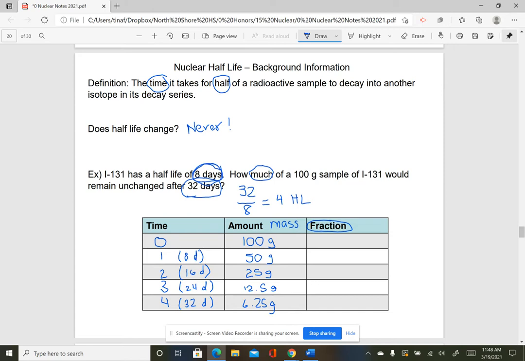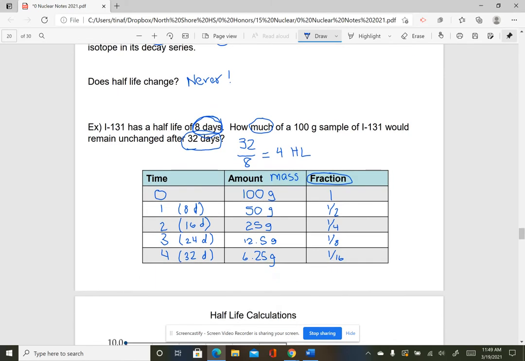If you see 8 over 8, how can you write that as a fraction? You can reduce that to 1. So anytime no time has gone by, your fraction column should have a 1 in it. You have the whole amount. Now, as you cut that in half, you're just going to write it as a fraction. So what's 1 cut in half? A half. What's a half cut in half? A fourth. What's a fourth cut in half? An eighth. What's an eighth cut in half? 1/16.